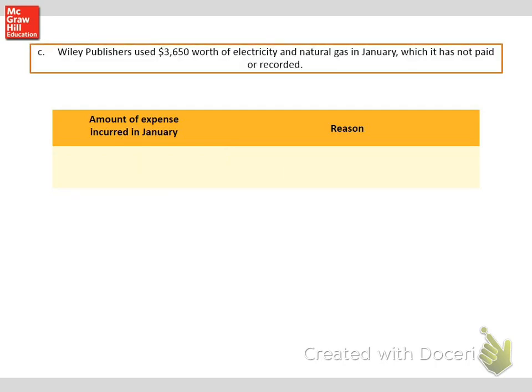All right, Wiley Publishers used $36.50 worth of electricity and natural gas in January, which has not yet been paid or recorded. So sometimes when it says "or recorded," that just means you haven't done the journal entry. All right. So is that an expense in January? Yes, because it says it was in January. So $36.50. What's the journal entry? Utilities expense and accounts payable. You could have also said electricity expense. That would have been fine, and accounts payable.